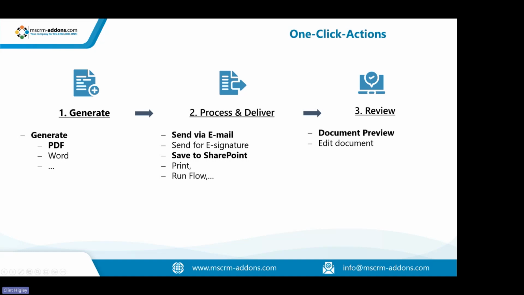We have our generate, where we generate the document, where we process and deliver the document, and then lastly, the review. So generating is like, how do I want to generate this document? Do I want it as a PDF? Do I want it as a docx file, etc.? The process and delivery is, what am I going to do with this document when I'm done with it?